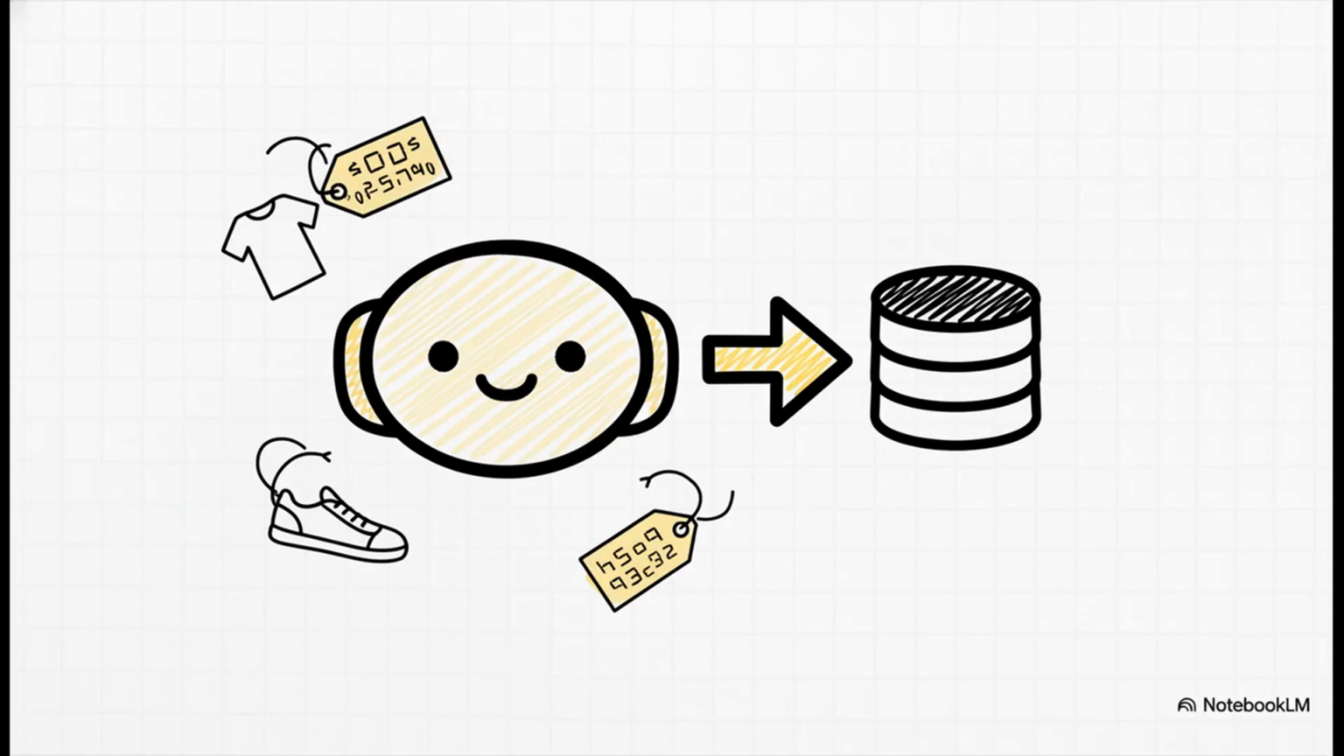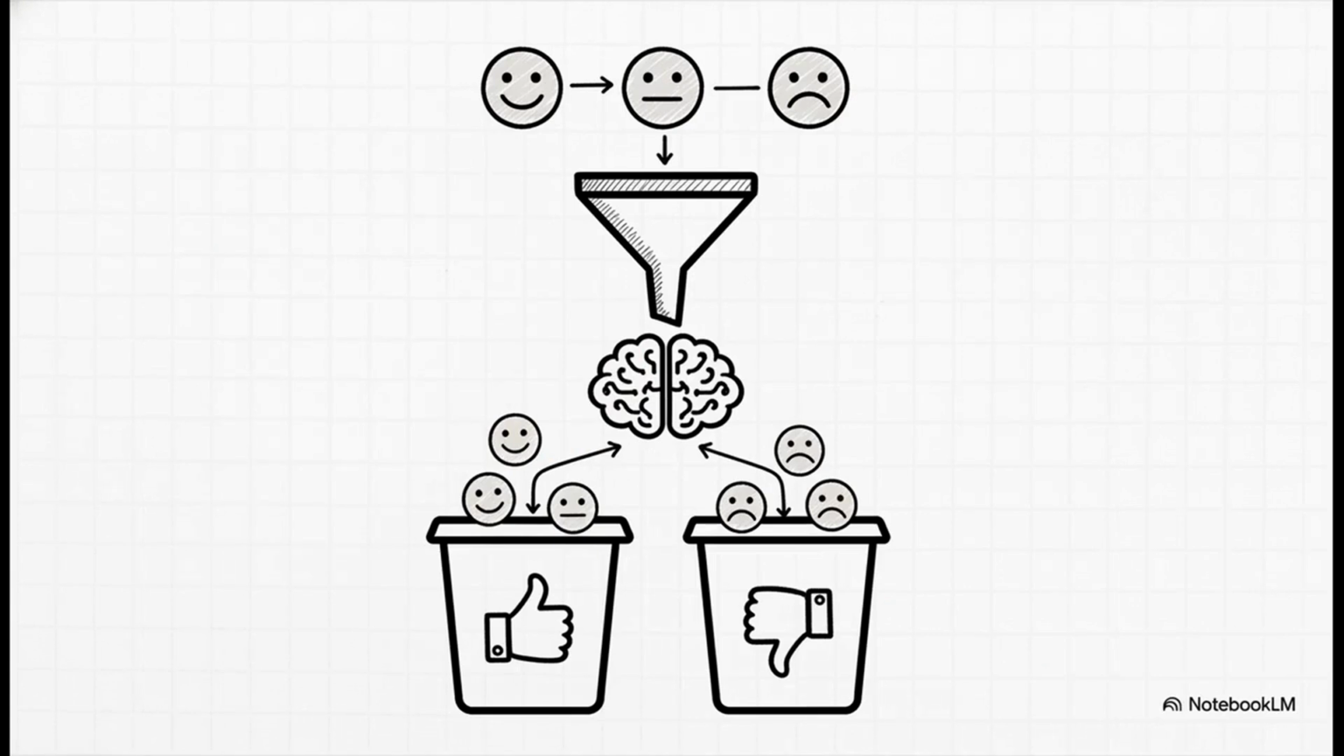A perfect example for RAG? Think about a customer service spot for a big online store. Product prices, inventory, shipping details, that stuff changes constantly. You can't retrain the whole AI model every single hour. But with RAG, you just connect it to your live product database and boom, it always has the latest, most accurate info. And for fine-tuning, imagine you're trying to analyze customer reviews.